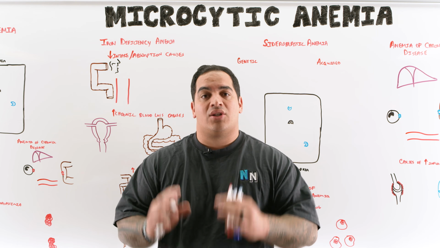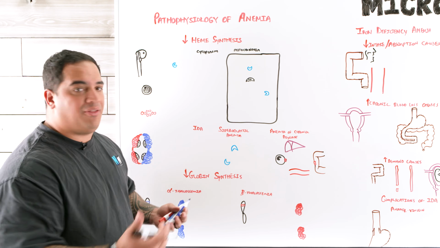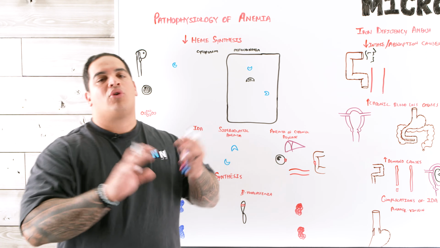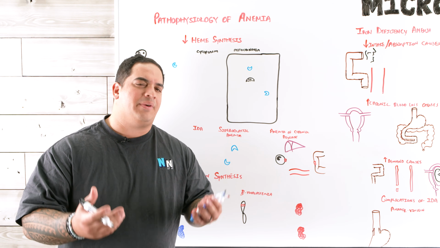Without further ado, let's talk about microcytic anemia. All right, so let's begin our process here talking about the pathophysiology of anemia. So real quick, and I don't want to go too crazy, because anemia, a simple definition, is really all it is. It's a decrease in red blood cell mass.